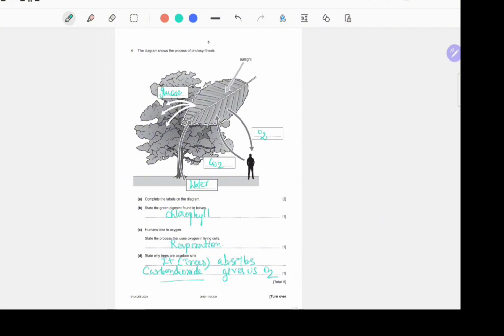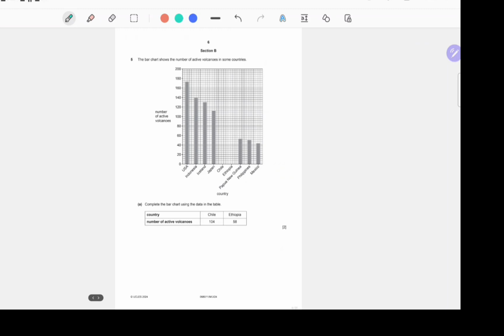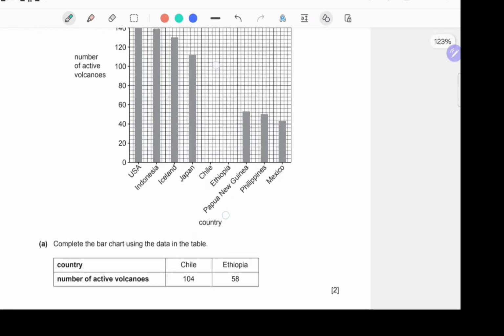Next question, the fifth one. The bar chart shows the number of active volcanoes in some countries. The number of active volcanoes is given on the y-axis and the different countries are given on the x-axis. Question A, complete the bar chart using the data in the table. For Chile, the number of active volcanoes is 104. I will zoom out and make it.